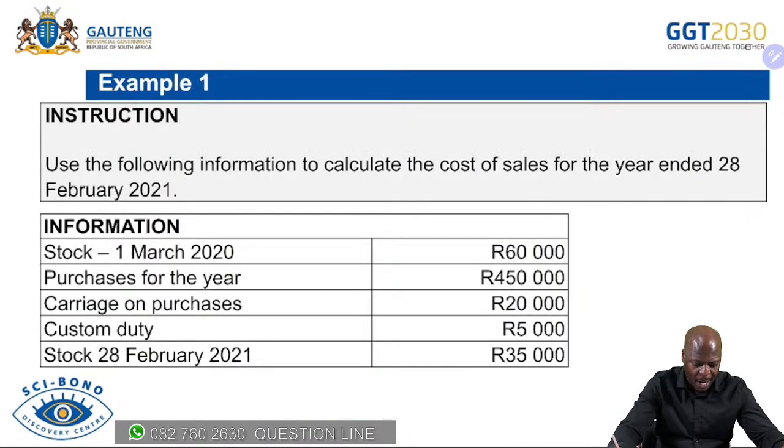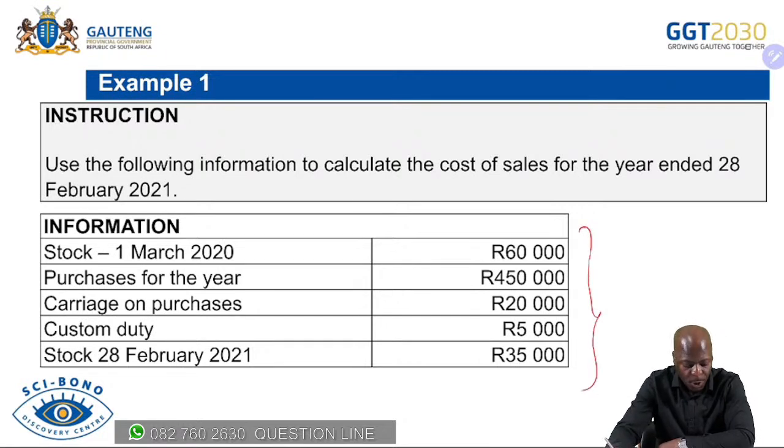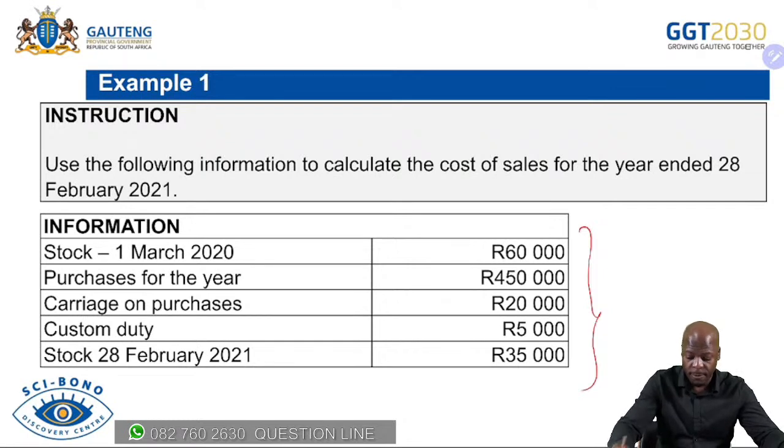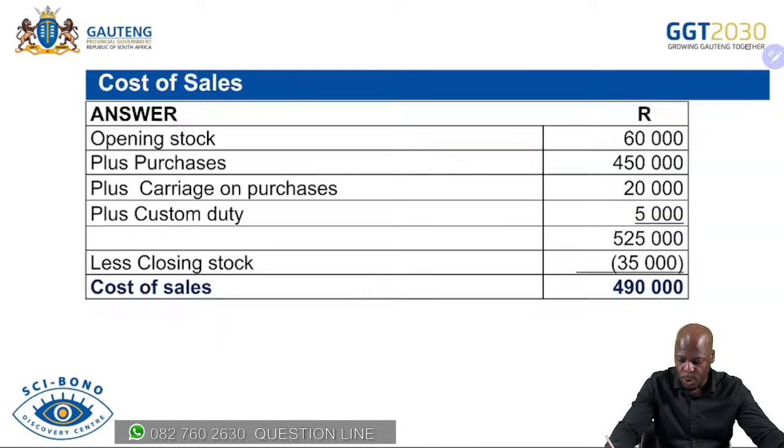We're going to do example number 1, and it says, use the following information to calculate the cost of sales for the year ended 20th February 2021. All right, and then the good thing about this is that all the information has been provided. So let us now see how I would calculate my cost of sales. And already you can see that we are using the periodic inventory system. All right, let us now go and see my solution.